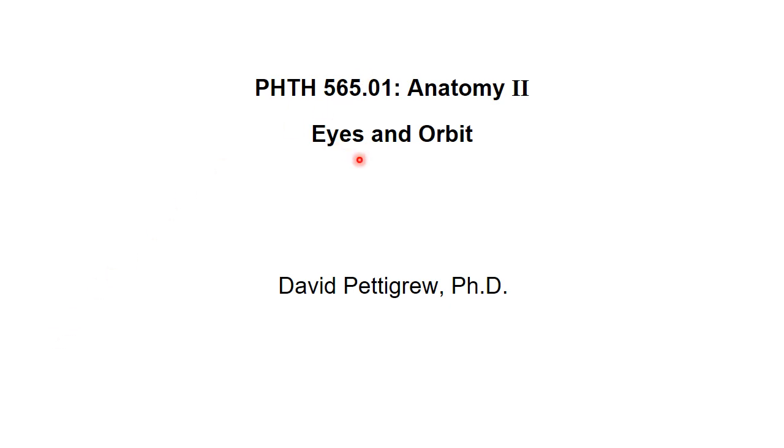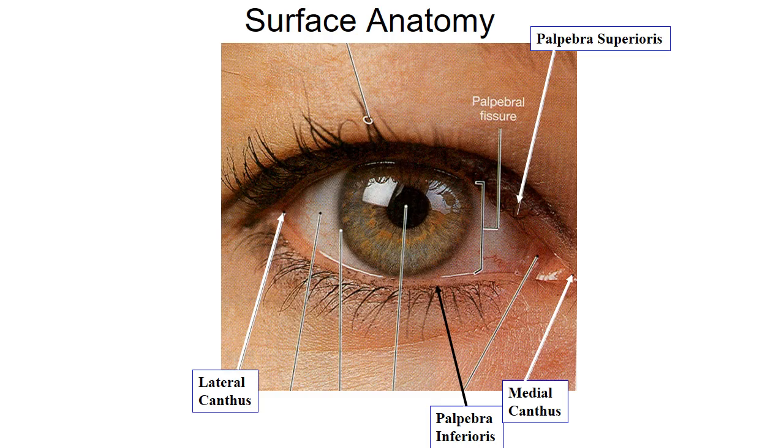All right, let's move on now to eyes in orbit. And we'll begin with surface anatomy. Just to get oriented here, this is the person's right eye. This would be lateral, this is medial. Nose would be right about here.